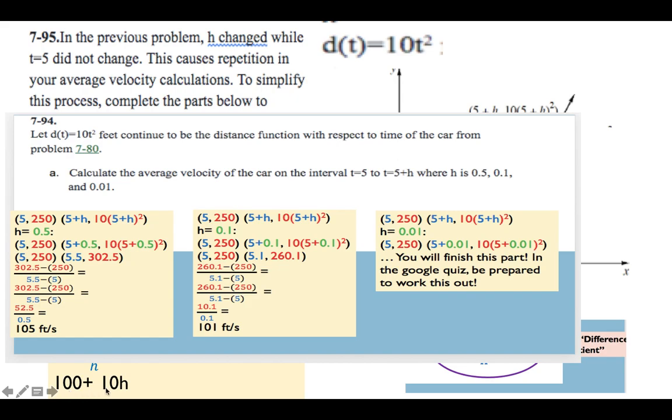100 plus 10 times 0.5. So 10 times 0.5, that's half of 10. That's going to be 5. So then 100 plus 5, check, 105. Here, if I plugged in 0.1 for h right here into this much simpler equation, I'm going to get 100 plus 1, because 0.1 times 10 is just 1, and I get 101 feet per second.